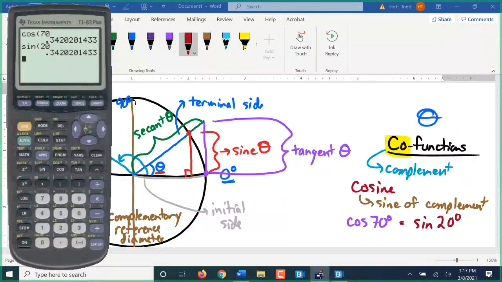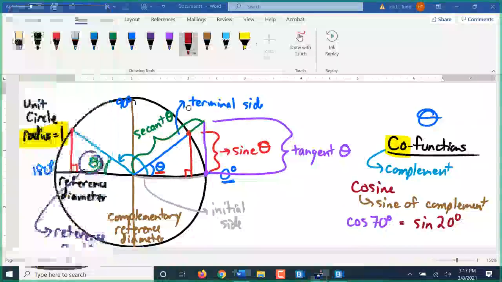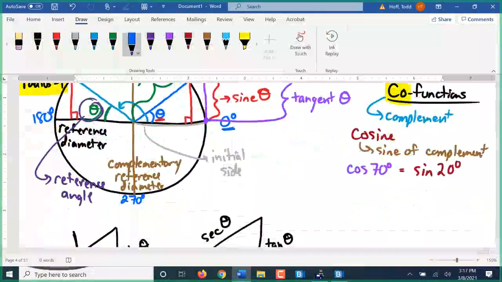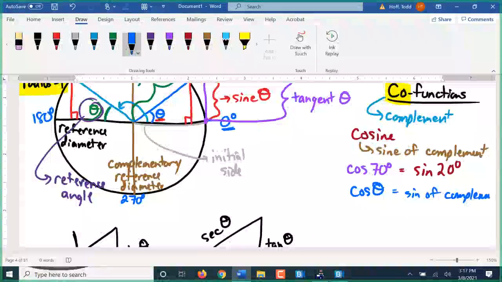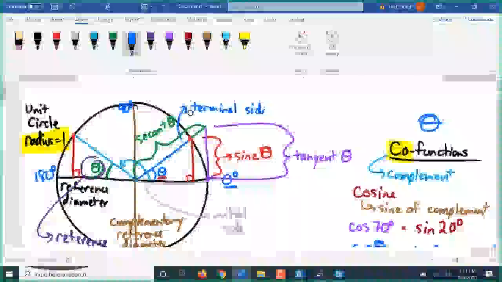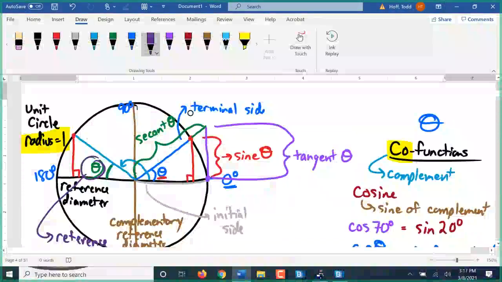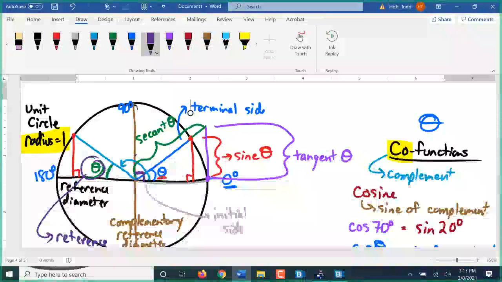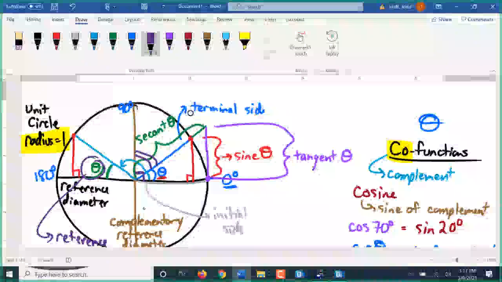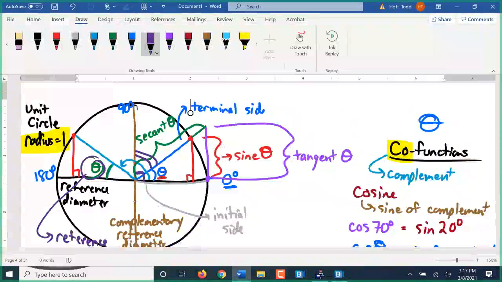So the cosine of theta is saying we want the sine of the complement of theta. Well, in our diagram up here, where would the complement of theta be? Well, this is a right angle, right? Horizontal and vertical are always perpendicular to each other. The complement of theta is this angle right here. That's why we said this is the complementary reference axis.